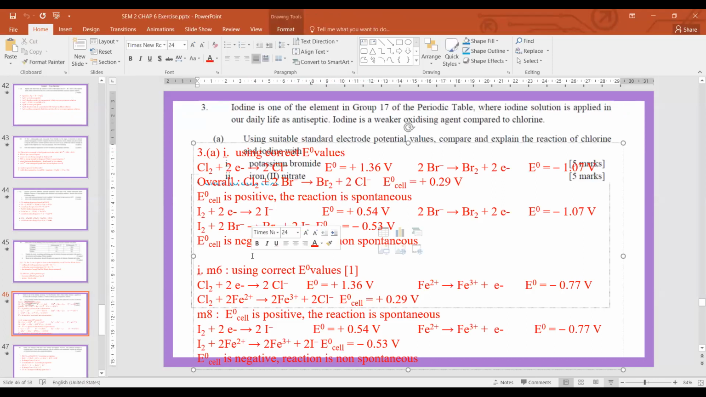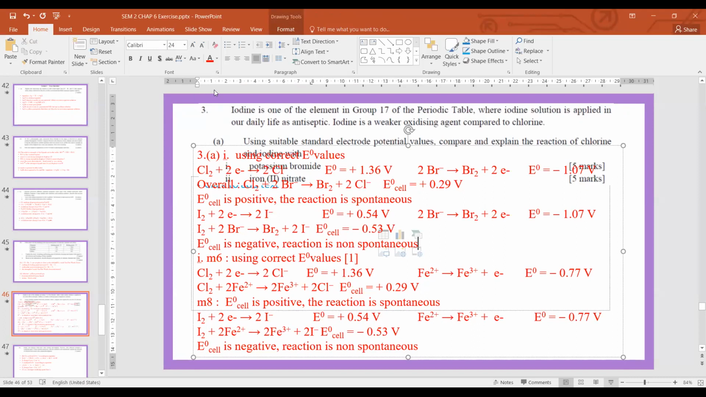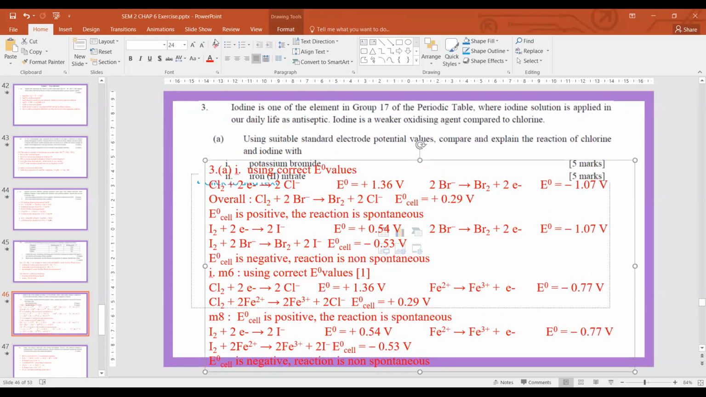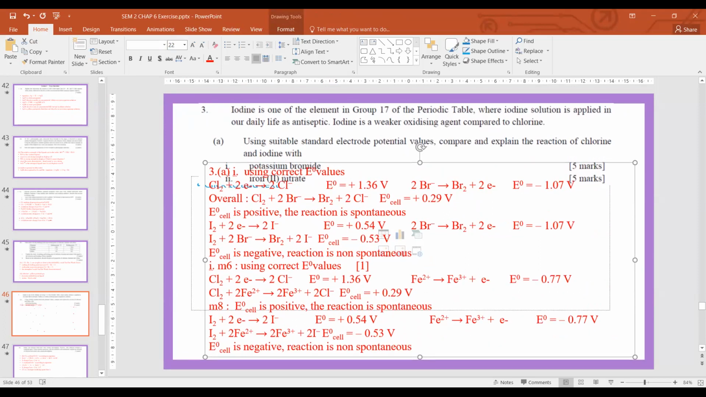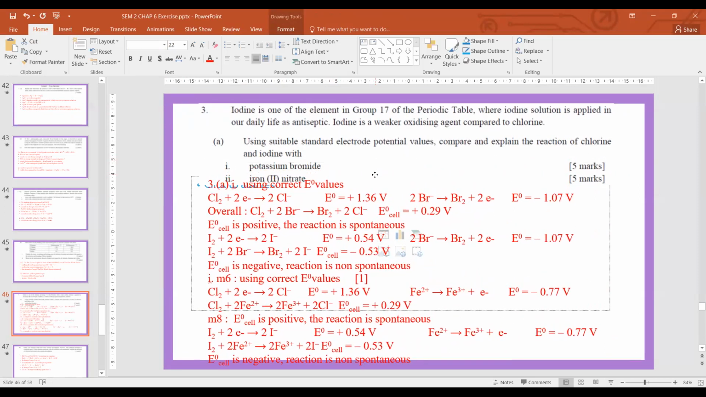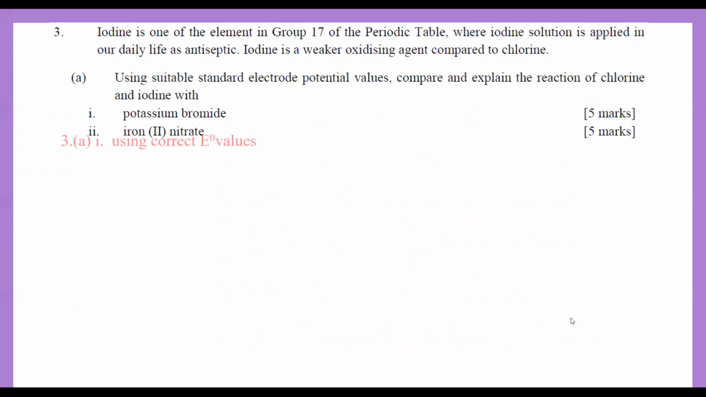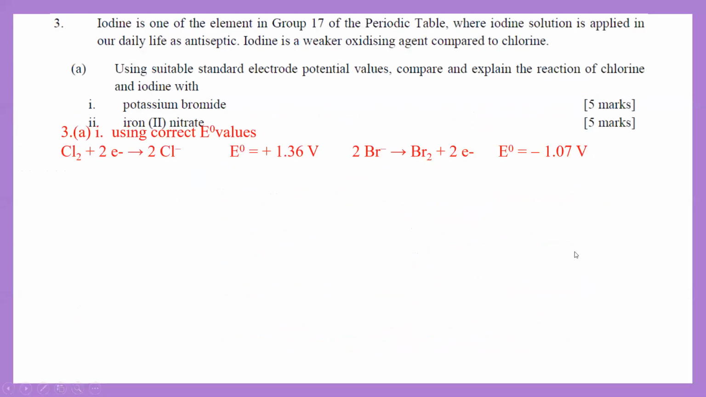Right? Okay, so usually when it comes to this kind of question, you should be able to provide all the correct information. Number 1 is the suitable equations. Number 2 is the overall equation, and then number 3, we are going to state what happens if the E° value is positive and negative in here.